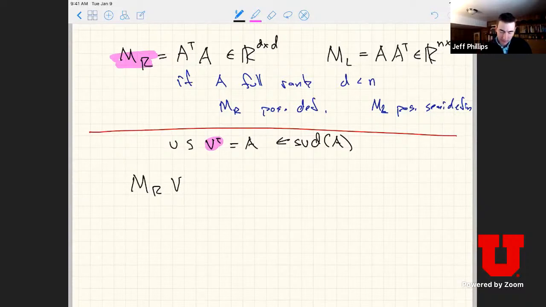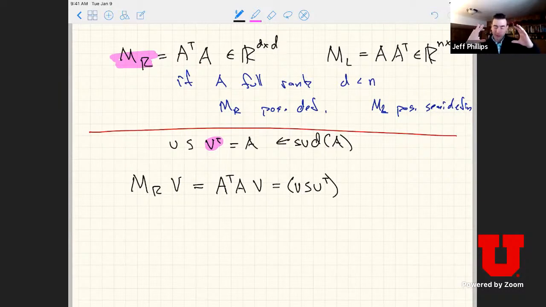Okay. I can rewrite MR as A transpose A times V. And I can rewrite A by its singular value decomposition. That's going to be V S U transpose. When I transpose a product of things, I reverse the order and I transpose all the individual matrices. S is diagonal, so it's its own transpose if you ignore what those extra zeros are doing. And this one is going to be U S V transpose, and I have V here.